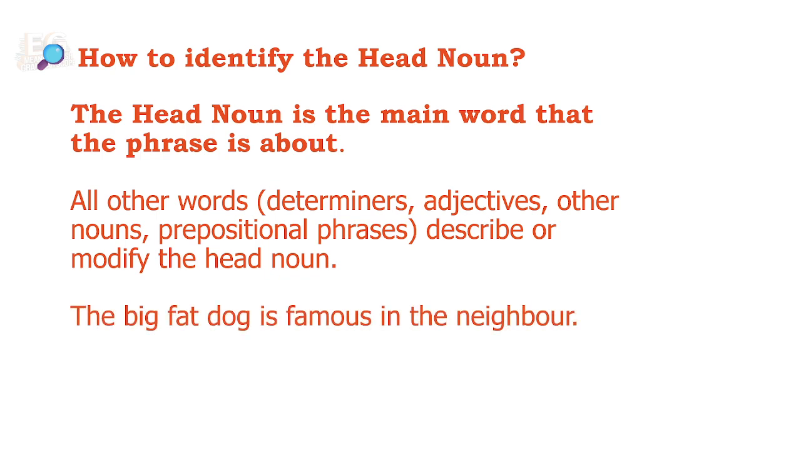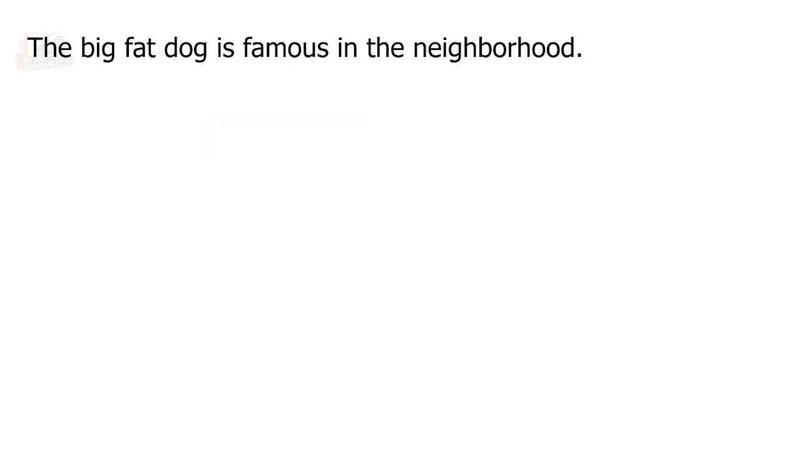Like in this example: the big fat dog is famous in the neighborhood. Right? So, which one is the noun phrase here? The big fat dog is the noun phrase in this sentence. Let us break up this sentence. The big fat dog is famous in the neighborhood.